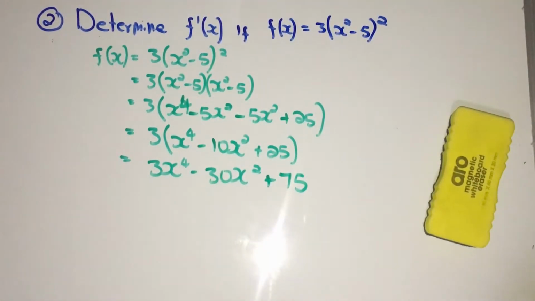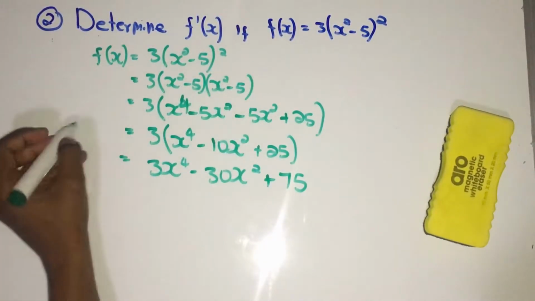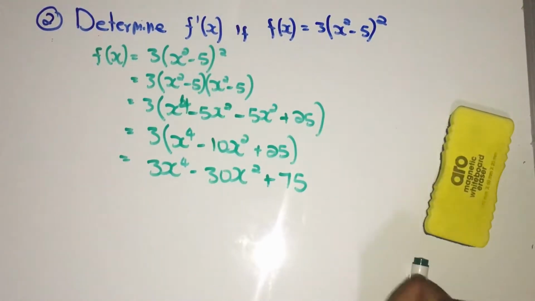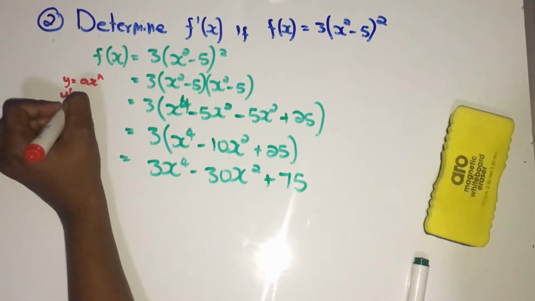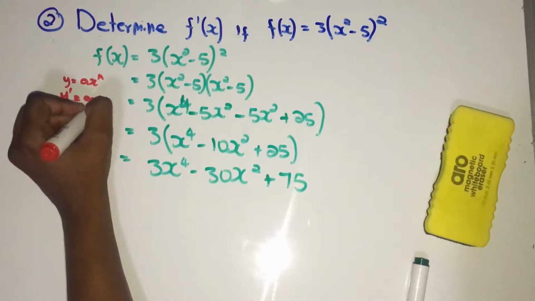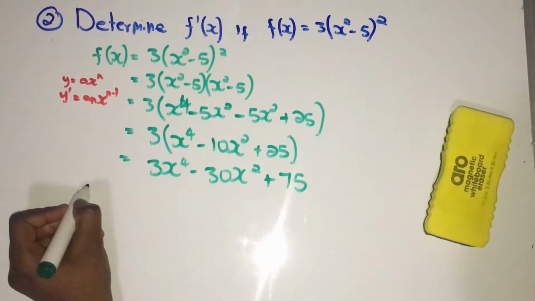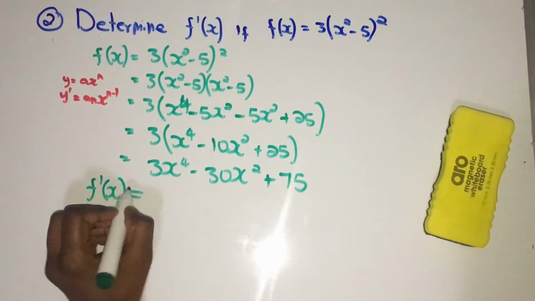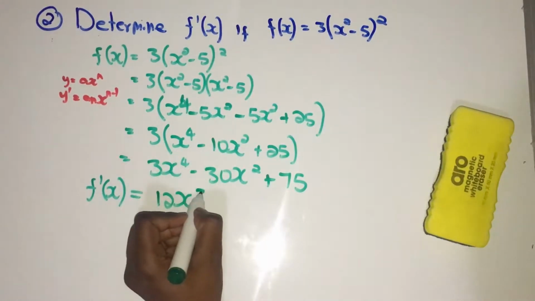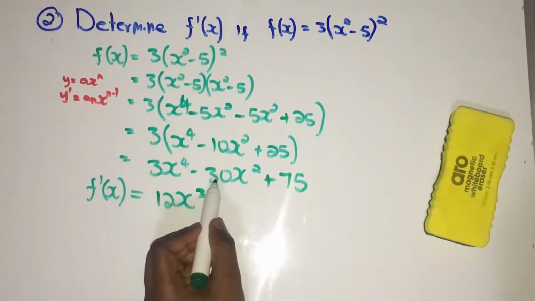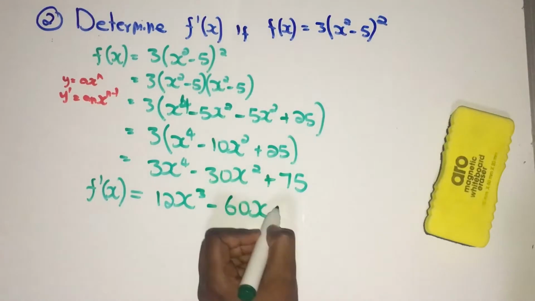Okay, so now we have expressed every single thing in this f of x in the form of y equivalent to ax to the n, and we know the derivative of that, which is y prime, is anx to the n minus 1. So then we can apply that throughout everything here. The derivative of 3x to the 4 will be 4 by 3, that's 12, x to the 4 minus 1, that's 3, minus 2 by 30, that's 60, x to the 2 minus 1, that's 1.